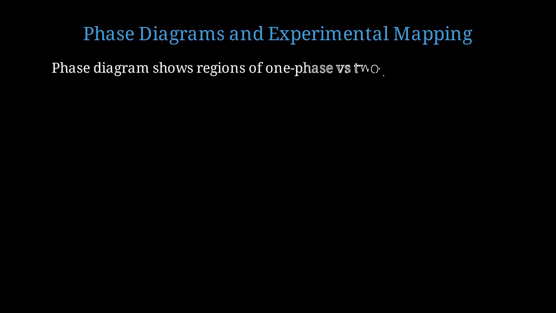Let's discuss phase diagrams in detail. These are essential tools for understanding and predicting phase separation behavior. A phase diagram maps out regions where the system exists as one homogeneous phase versus two separated phases.